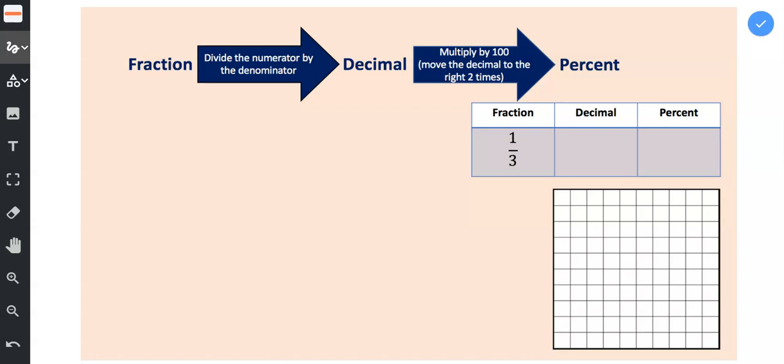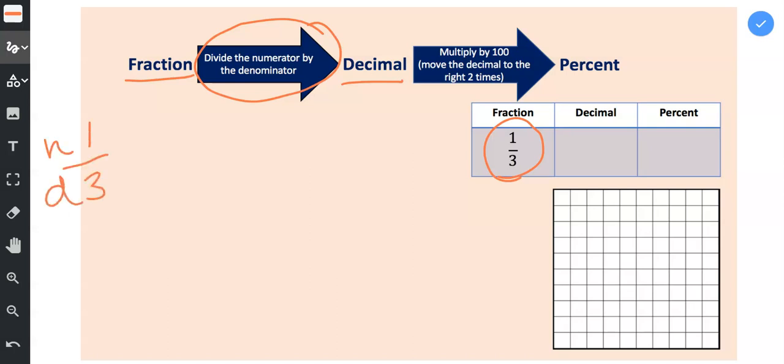As we practice, we're going to start by changing the fraction to a decimal. And to change a fraction to a decimal, you divide the numerator by the denominator. So this is the numerator, this is the denominator. The denominator slides over, the horse stays on the outside, and then the numerator, the writer, goes on the inside.